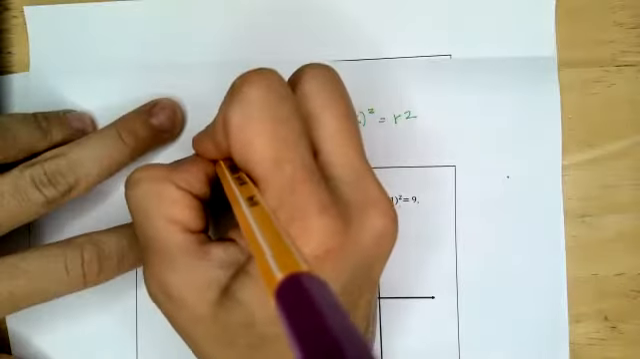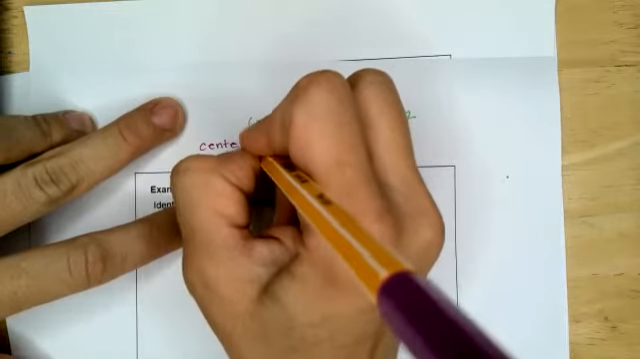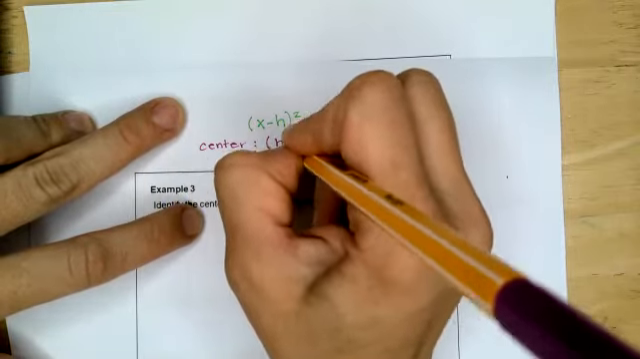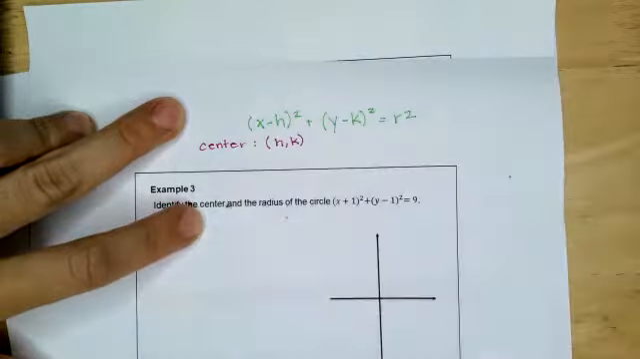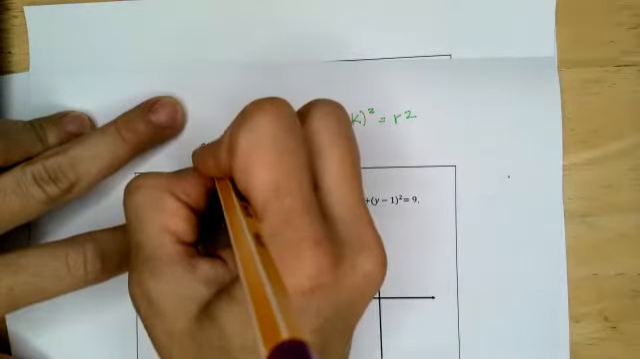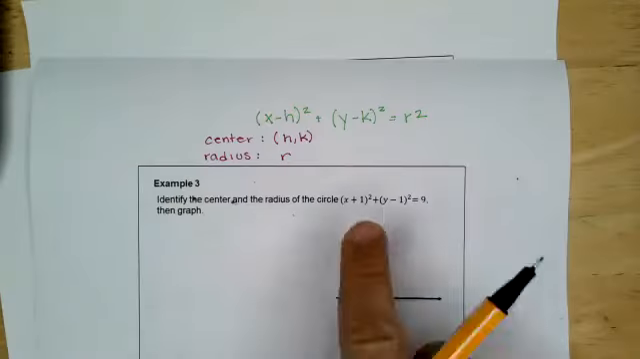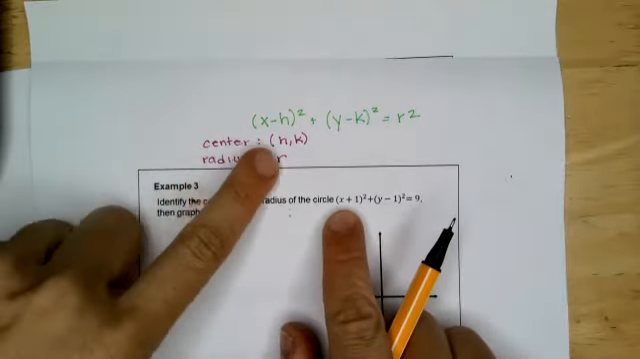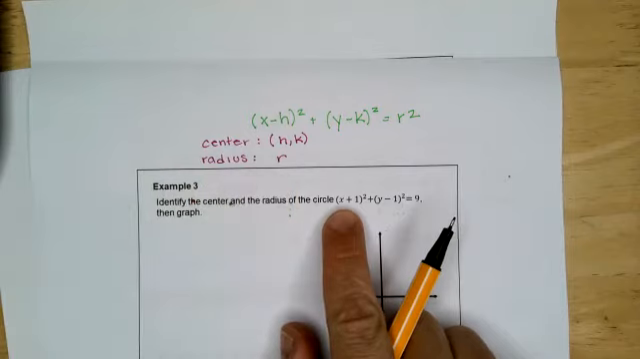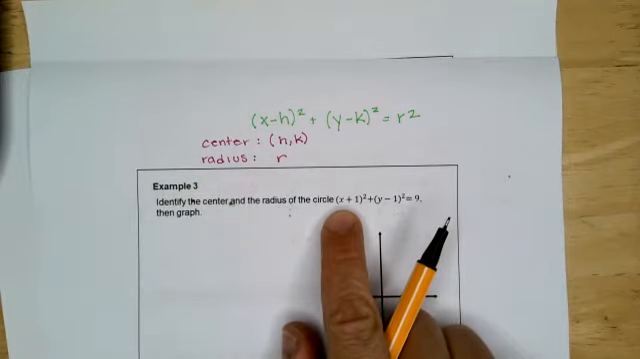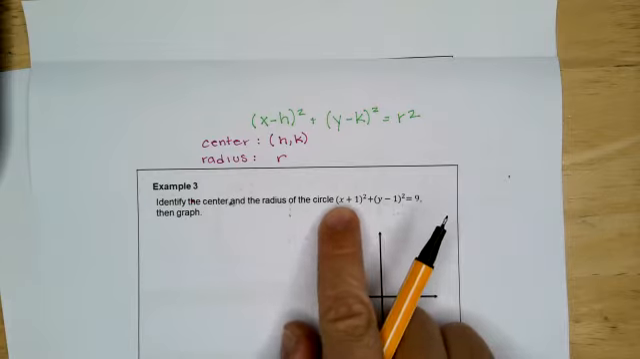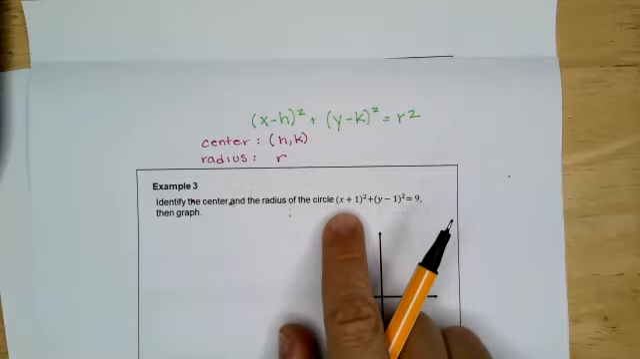So my center is the point h comma k, and my radius is the distance r. Okay, we've written x plus 1, but we need to remember that that does not mean h is 1. It means that h is the negative value of that.